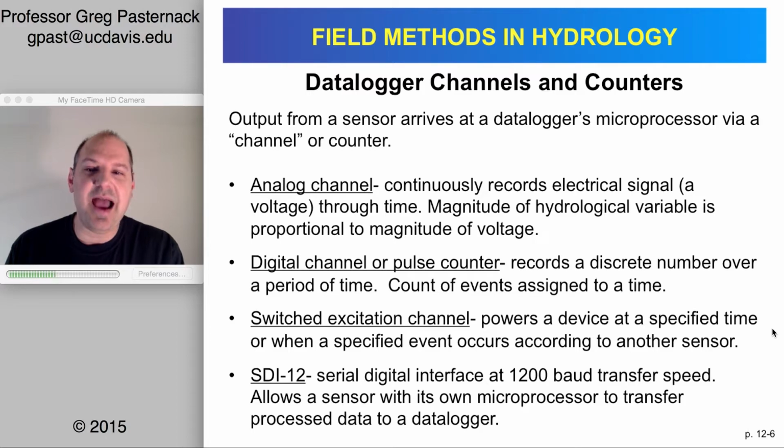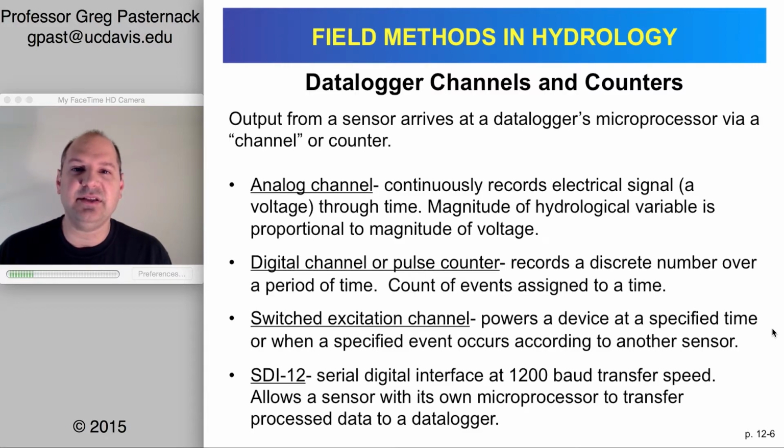A switched excitation channel is one in which power is provided from the data logger to the sensor, and that could be done on a time basis, like every day turn on at 10 o'clock in the morning and provide the power and then record the result. Alternatively, you could have a rain sensor or a moisture sensor, and it could say, well, when relative humidity or precipitation or water level, something happens, then start recording, and when it stops happening, stop recording.